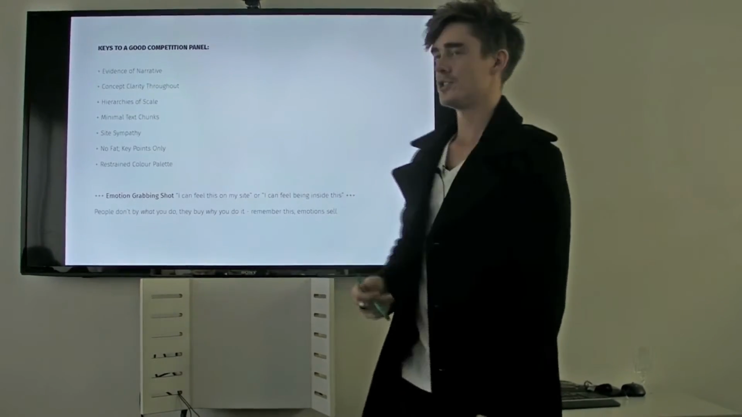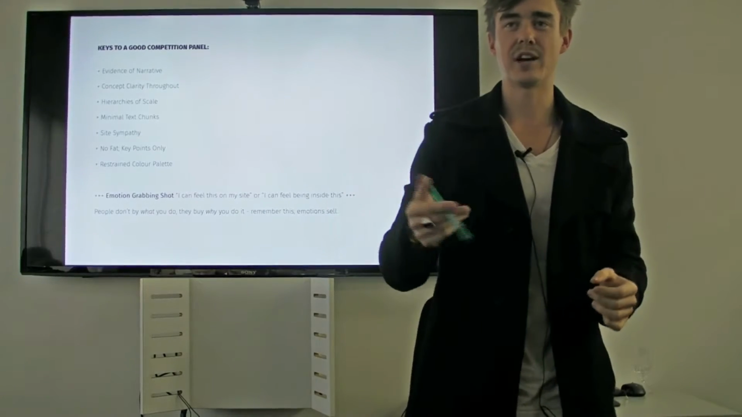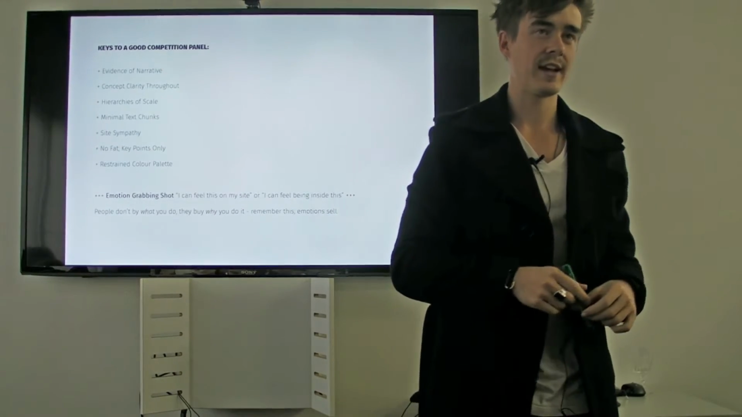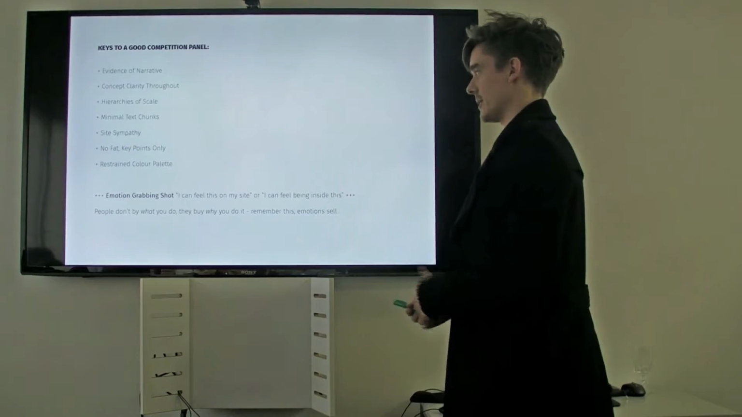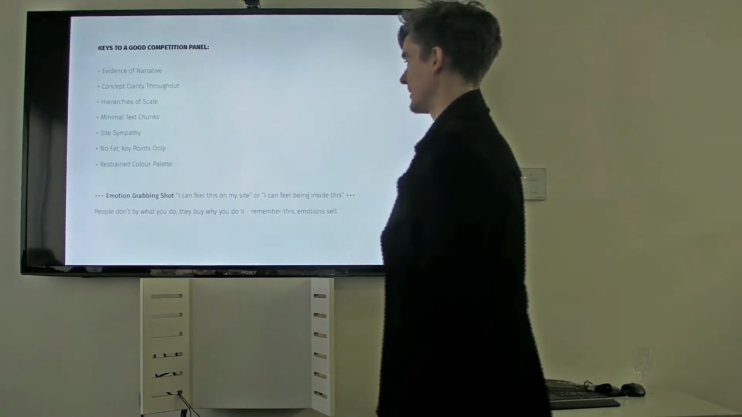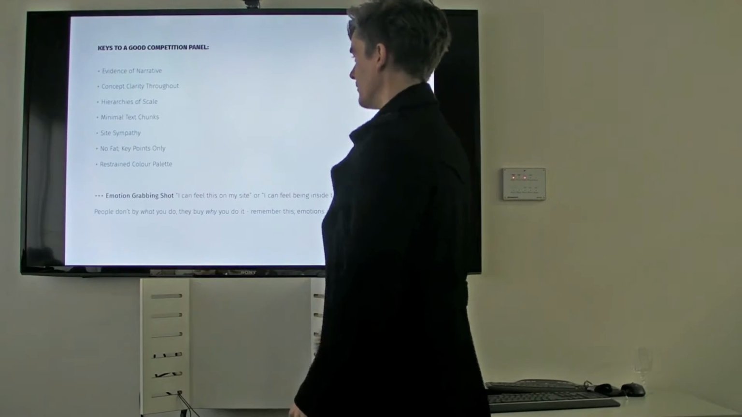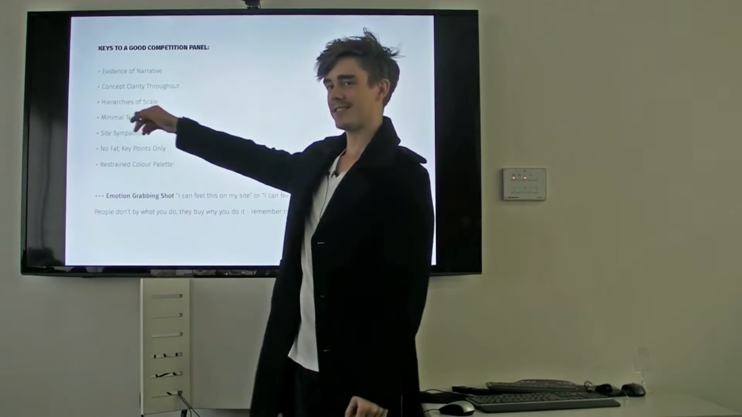You'll find that in sheets where everything is similar, you start to get lost in it. It becomes a jungle and it's difficult to read, difficult to navigate, and difficult to understand the concept, and you'll move on pretty quickly. If you've got 200 competition panels to look through, you're going to chuck those ones out pretty quick. Avoid big text chunks.